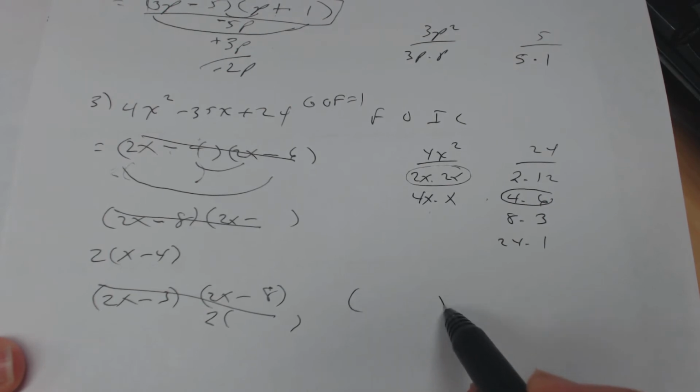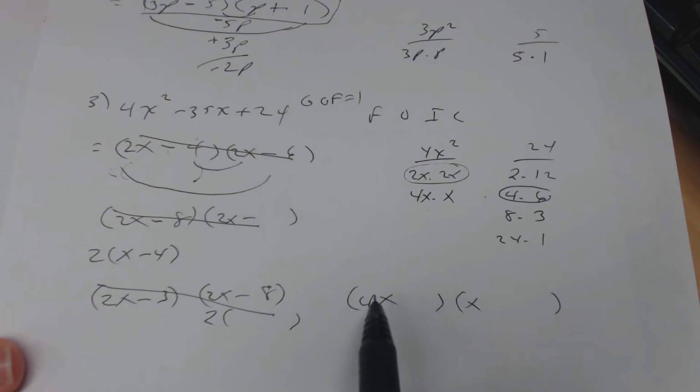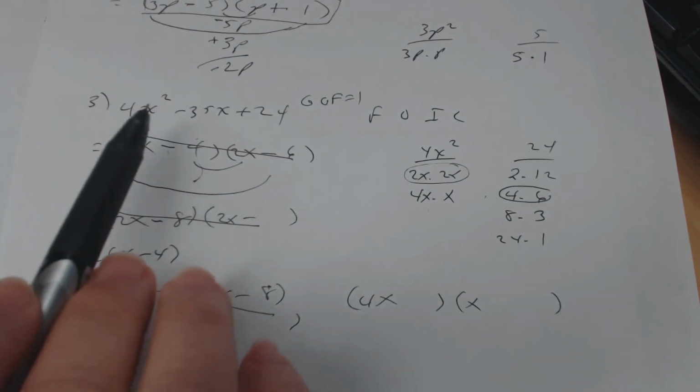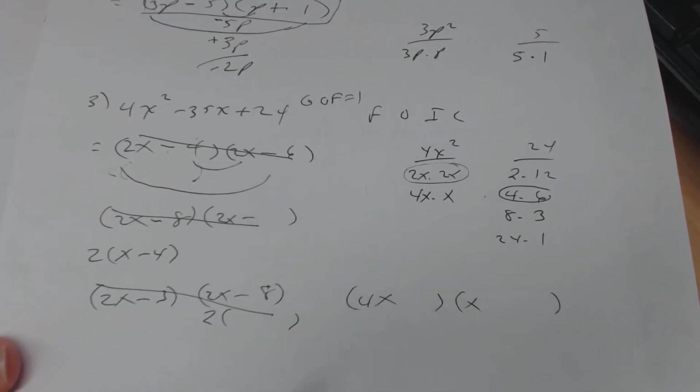Let's just use 4x and x and see what happens. All right, 4x and x. All right, and it didn't matter. You could say x and 4x, it does not matter. But notice what you're doing: trial and error. And you're using FOIL that you learned last semester.